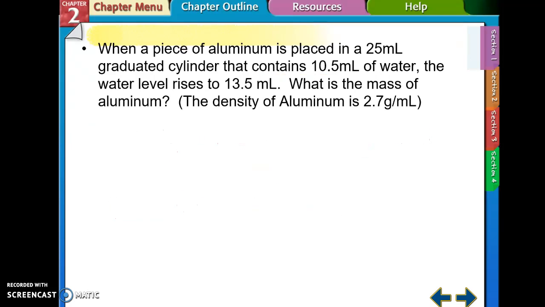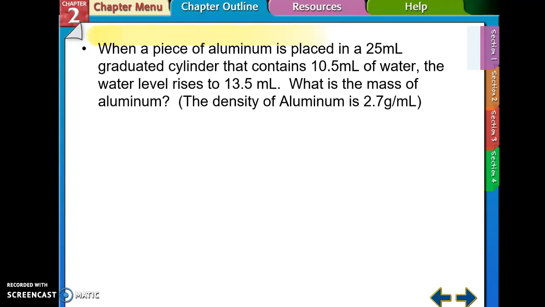So right here, this is example number 2. When a piece of aluminum is placed in a 25 milliliter graduated cylinder that contains 10.5 milliliters of water, the water level rises to 13.5 milliliters of water. What is the mass of aluminum? The density of aluminum is 2.7 grams per milliliter. And you look at all that and you say, why do I have so many numbers? Well, let's look first at what am I looking for. So I'm looking for the mass of the aluminum.